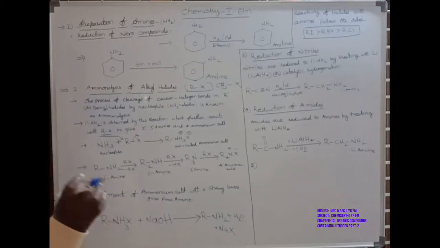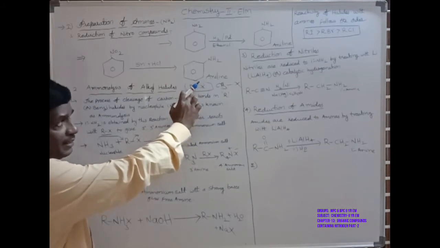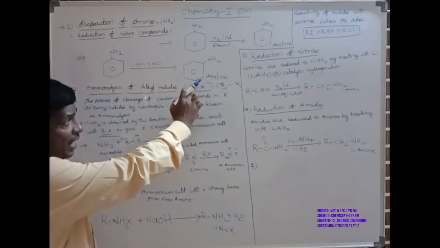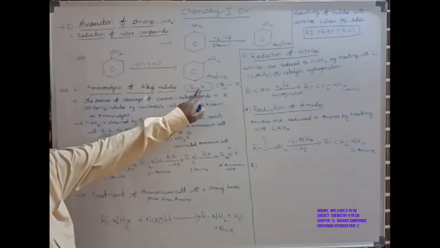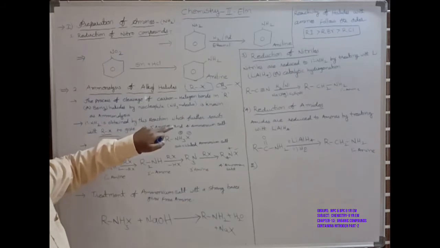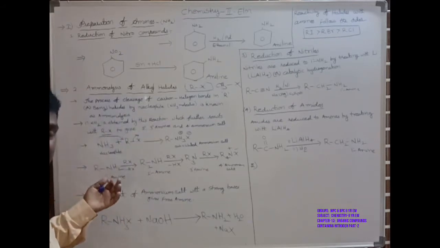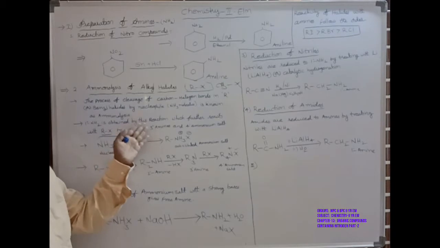Ammonolysis means the cleaving of the carbon-halogen bond, R-X, where R is an alkyl group like CH3. It is the cleaving of the carbon-halogen bond in alkyl halides or benzyl halides in the presence of the nucleophile NH3. Then the primary amine is obtained by this reaction.